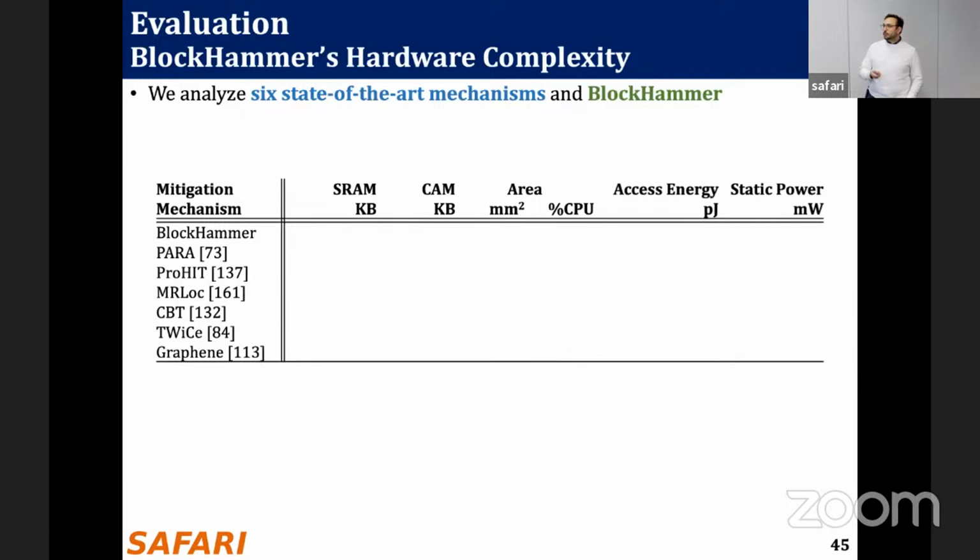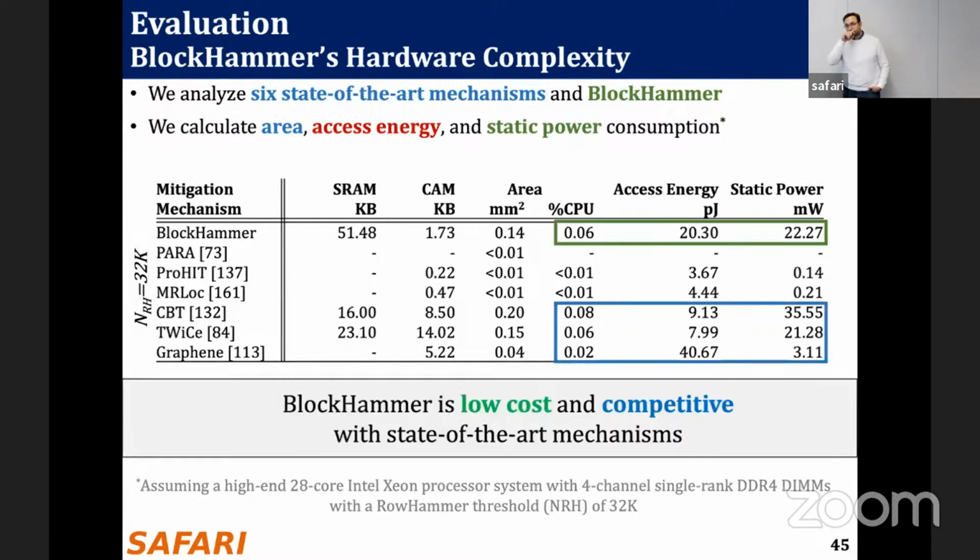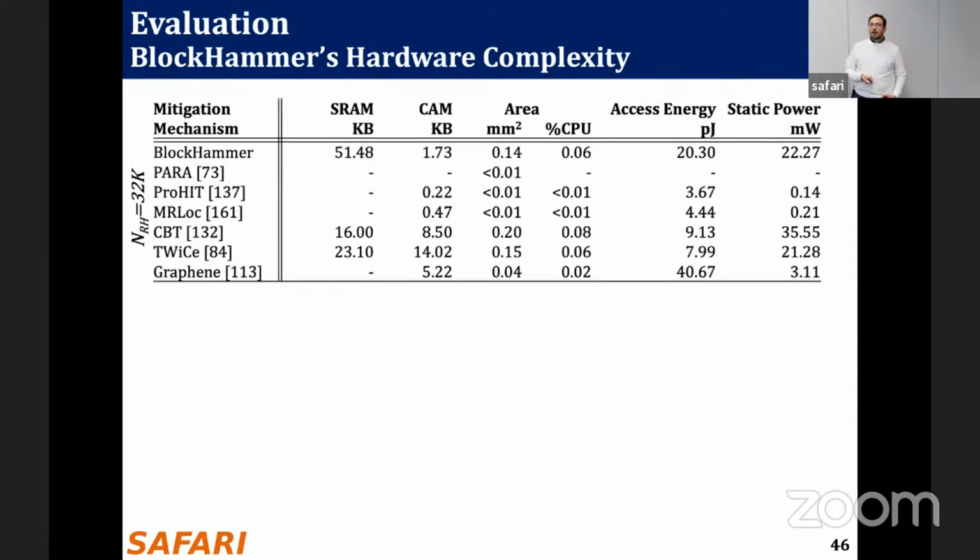So we move to the evaluation of BlockHammer now, and we analyze 6 state-of-the-art mechanisms and compare them with BlockHammer. We calculate the area, access energy, and static power consumption of these using CACTI. And we show that BlockHammer is low cost and competitive with the state-of-the-art mechanisms when you look at the counter-based ones, CBT, TWiCe, and Graphene. And these are the numbers for a RowHammer threshold of 32,000.